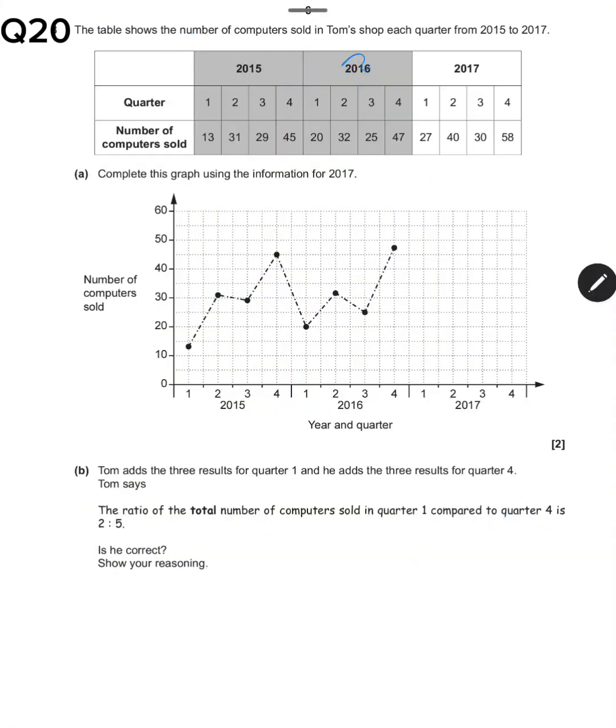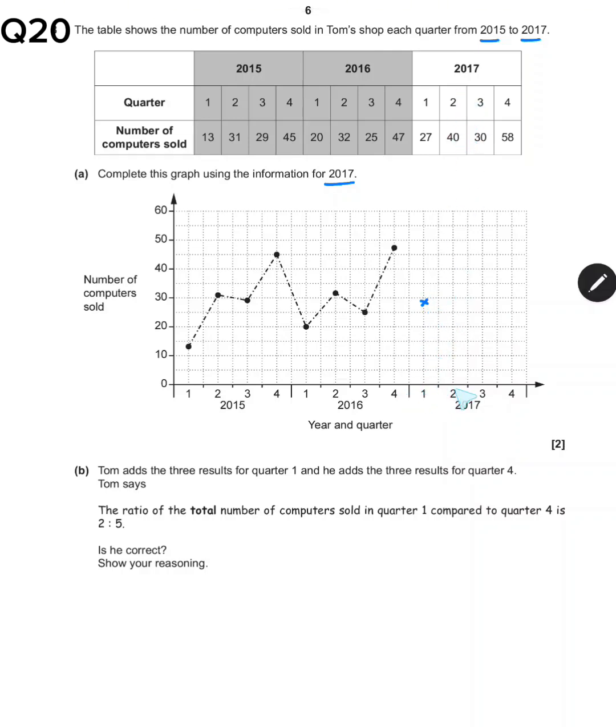Here we've got a table showing number of computers sold in a shop, and we've got from 2015 to 2017. And all we're asked to do is complete the graph using 2017 information, which is here. So we've got Q1, 27 computers sold. So across Q1, where's 27? Well, it's 10, 20, that would be 30.